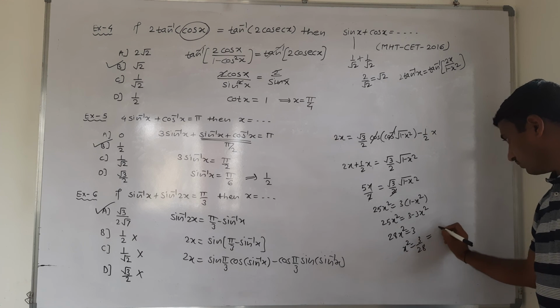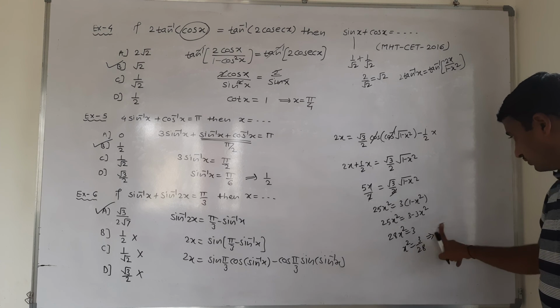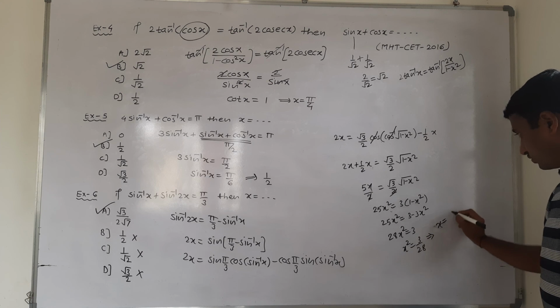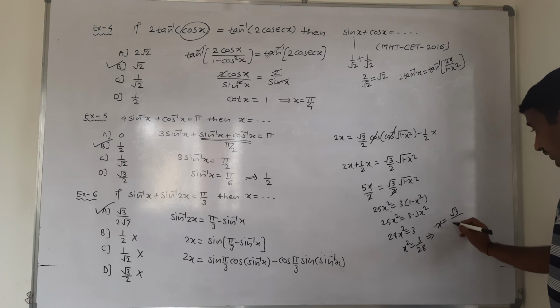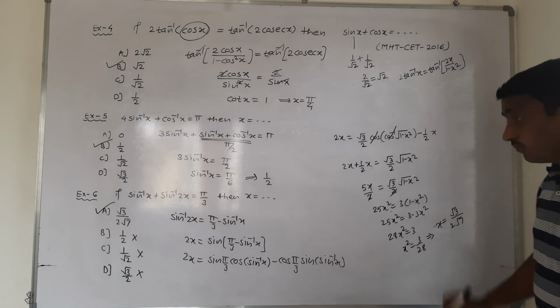Then x is equal to root 3, taking the square root of 3 upon 28, where 28 is 7 times 4, that is 2 root 7. So x is root 3 by 2 root 7.